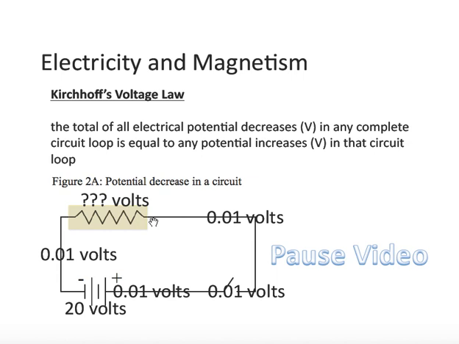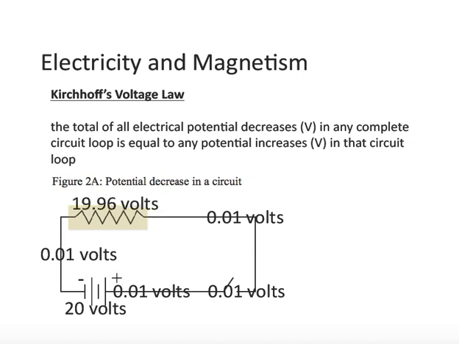All right, I hope you gave it some thought. The voltage will be 19.96. In other words, if there's some voltage loss in the electrons as they make their way to the load, that load then cannot have 20 volts. It's going to have less than that.